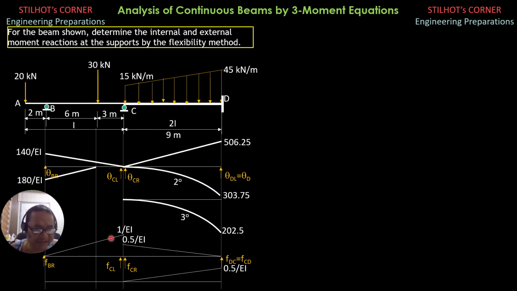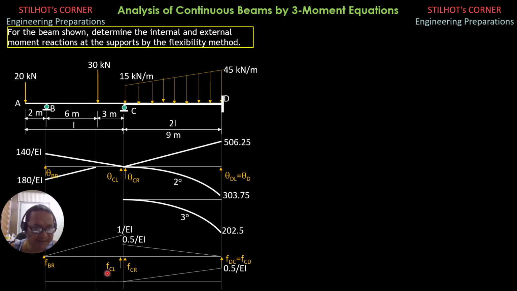For the loadings, this is the moment diagram by parts for the unit load. So imagine that a positive couple of 1 unit is applied at C, counterclockwise at the left, clockwise at the right, and the reaction here would be 1 over 9. So 1 over 9 times 9 is 1 over EI, making C as the moment center. Likewise, this is supposedly 1 over 9 also because the couple is 1. So 1 over 9 times 9 divided by 2 because the moment of inertia is 2 is 0.5 over EI.